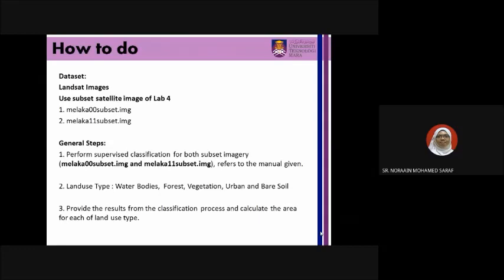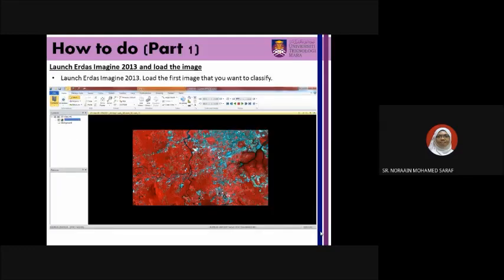You will perform the supervised classification on 2 different years of satellite image. Kindly use the subset image of the previous lab. There are 3 general steps involved. The first one is perform supervised classification for both subset images. The second one is land use types: water bodies, forest, vegetation, urban and bare soil. Provide the results from the classification process and calculate the area for each land use type. Let's do it.